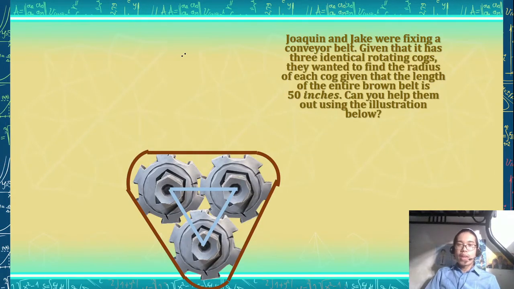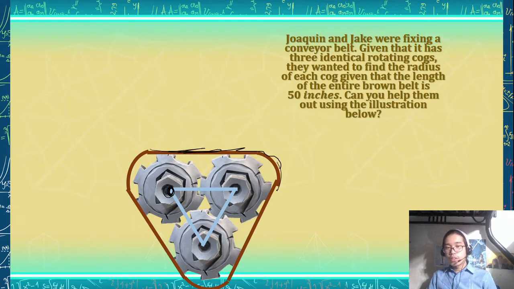Let's say, for example, we have this problem. Joaquin and Jake were fixing a conveyor belt. Given that it has three identical cogs, identical meaning they have the same radius, they wanted to find the radius of each cog given that the length of the entire conveyor belt is equal to 50 inches. Can we help them out for this problem?